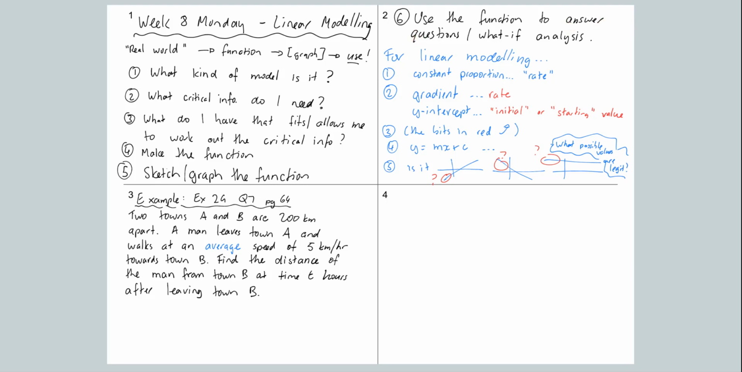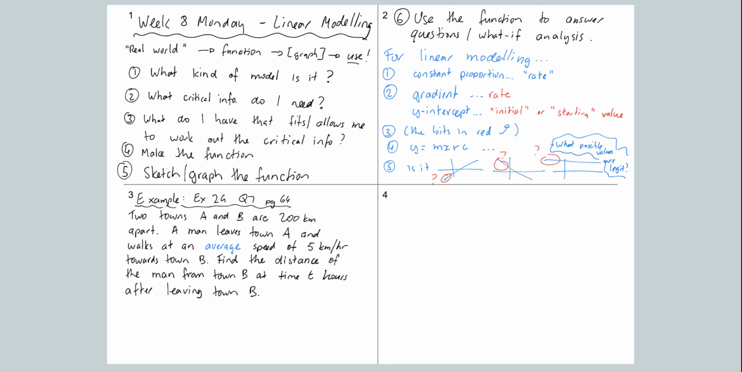You can say, okay, I've got this linear model to describe, I don't know, the cost of hiring a bike over a certain period of time. Well, what happens if I want to take the bike out for 7 hours? What does that look like? And you can use the function or the graph in order to answer that question. Or I've got $45. How long can I hire the bike? And you can use the linear model to answer that question.